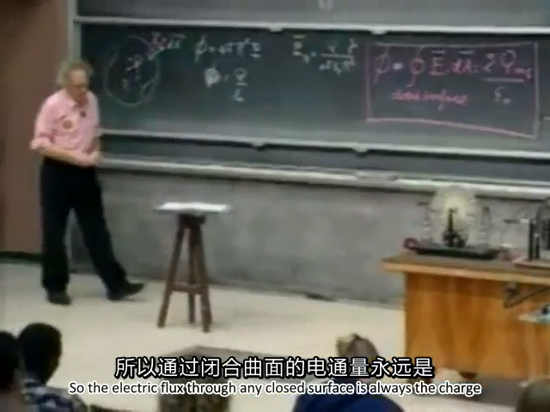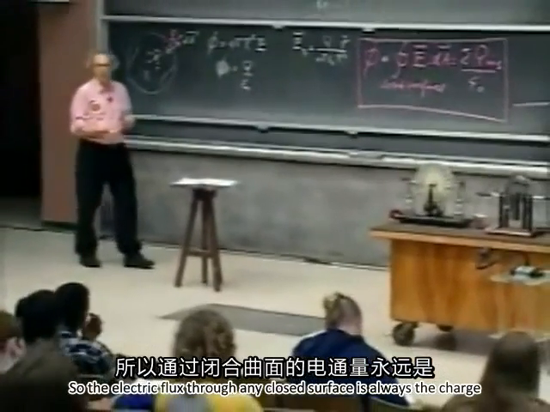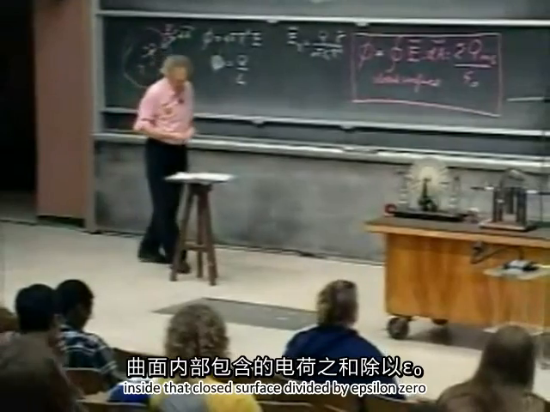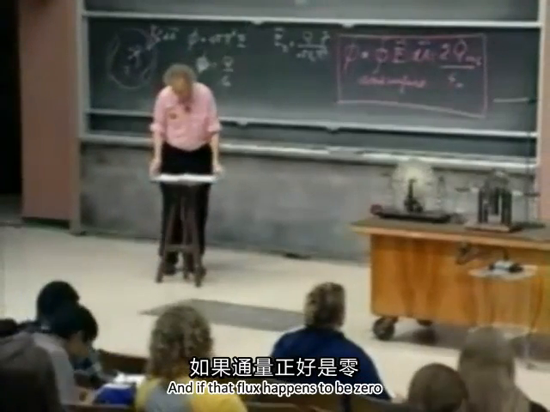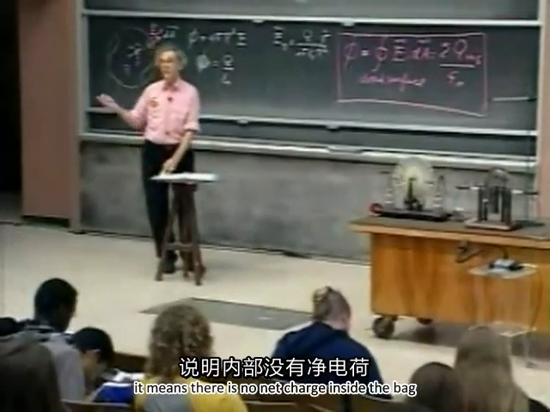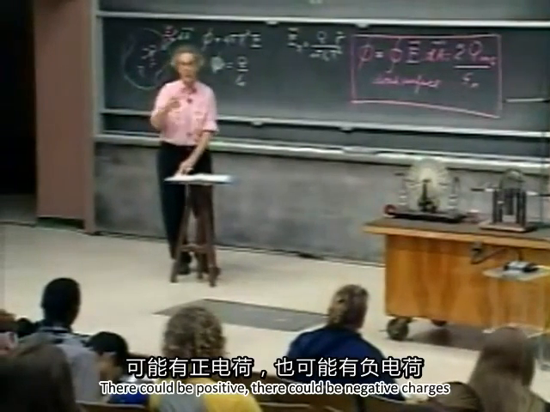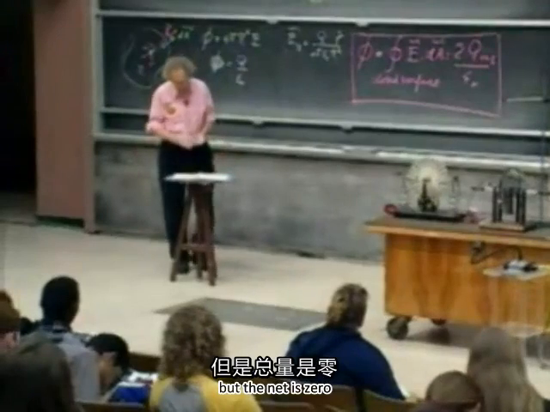So the electric flux through any closed surface is always the charge inside that closed surface divided by epsilon 0. And if that flux happens to be 0, it means there is no net charge inside the bag. There could be positive, there could be negative charges, but the net is 0.